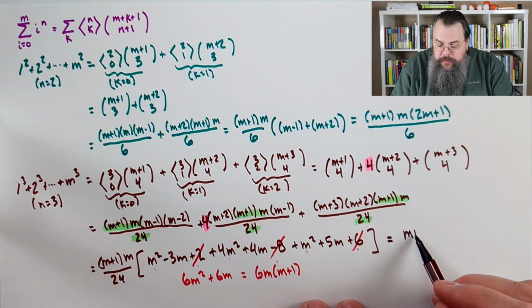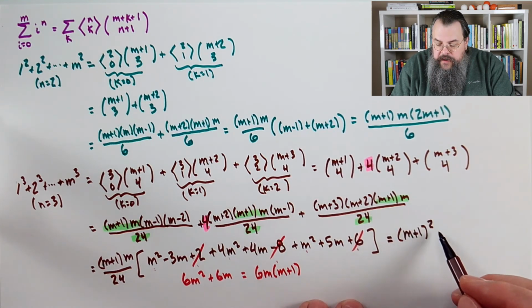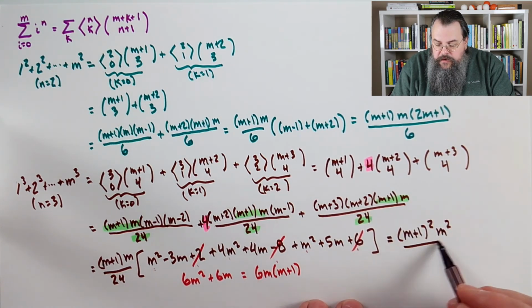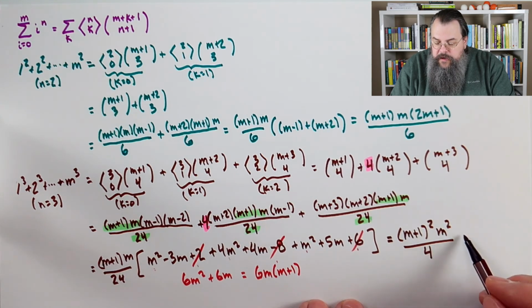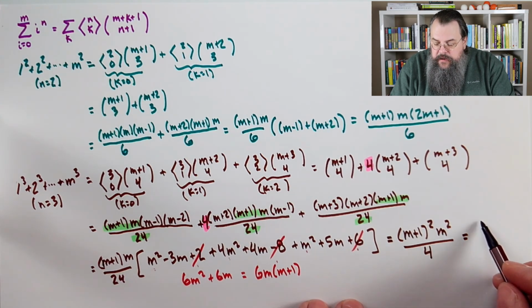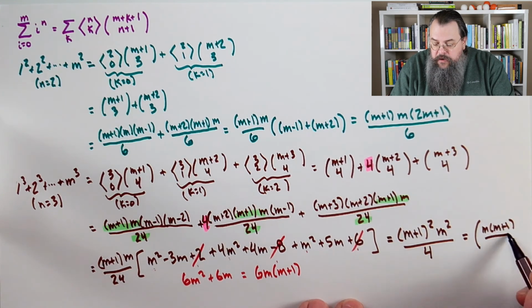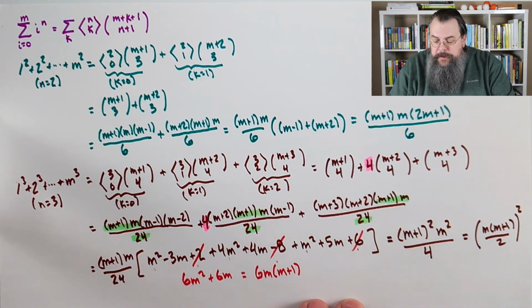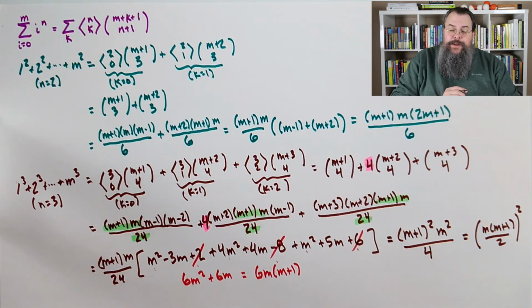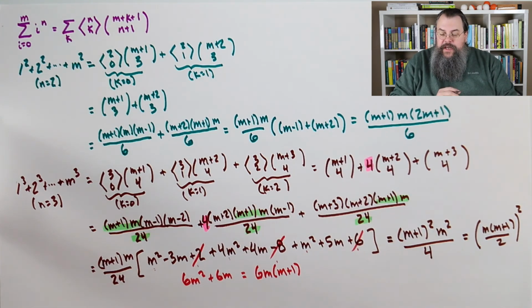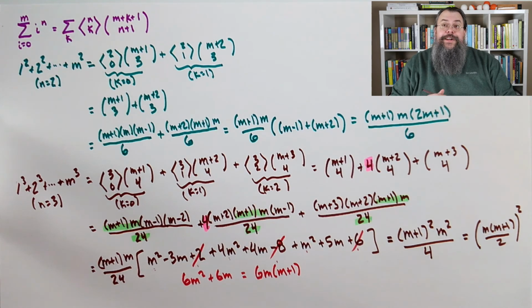So what we end up with is the following. We have m plus 1 squared, m squared, over 4. Some people like to say this is really the same as m times m plus 1 over 2, squared. And there we go. There's the answer. That's really cool. And we can actually work it out. We have the tools now.